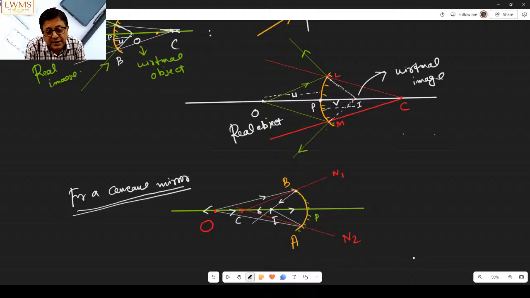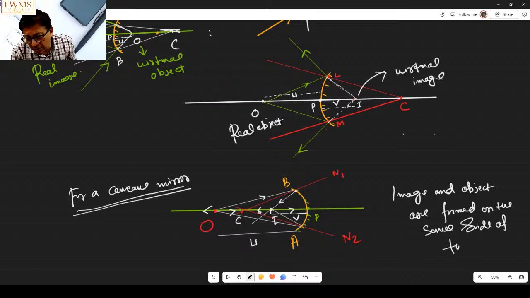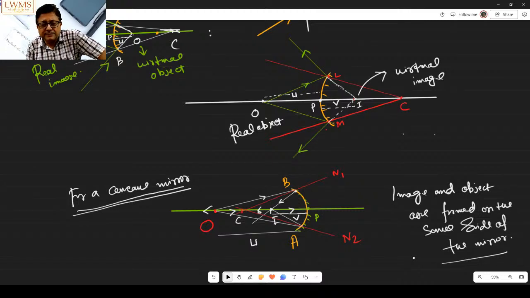In case of a concave mirror, if this is U, then this part is going to be V, this one V. The image and object are formed on the same side of the mirror. It is formed this time. It may not form always, but here it is okay.